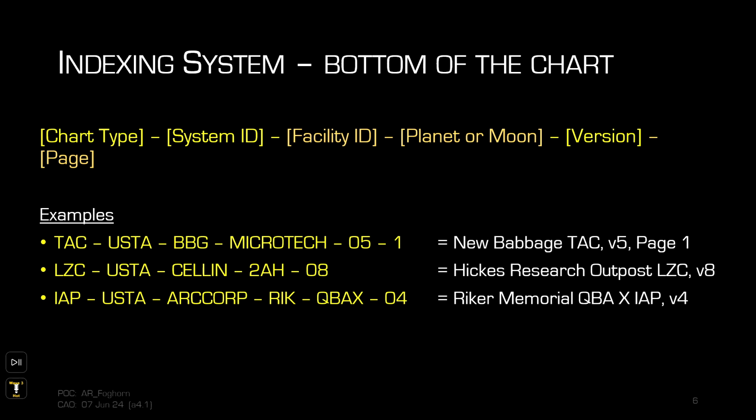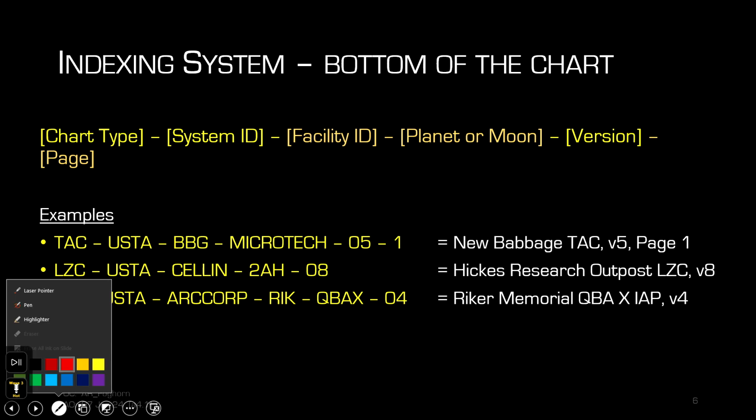So the system basically starts with chart type, the 3-digit or 3 alphanumeric for chart type, dash what system ID, 4-digit system ID, and then the facility ID, planet, moon, and then the version. And if there is more than one page, then it'll come after the last dash. So when you look, let me grab my rusty laser pointer here.